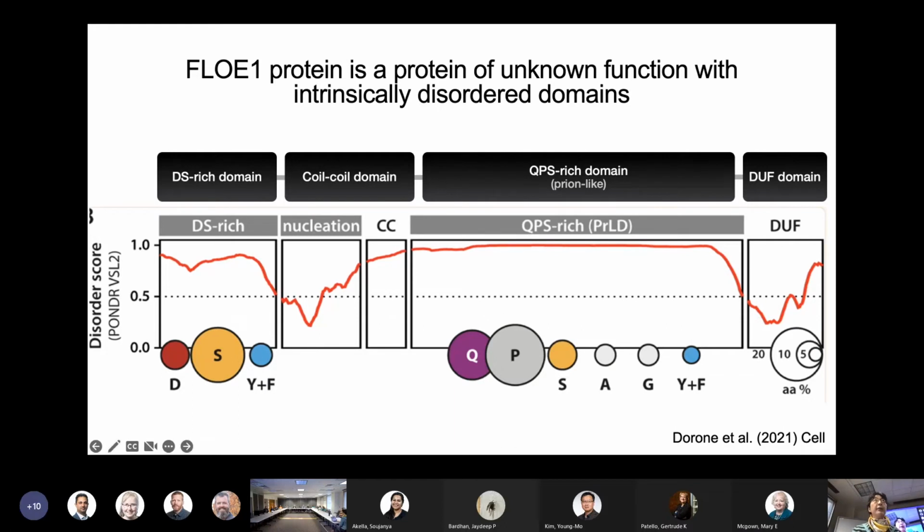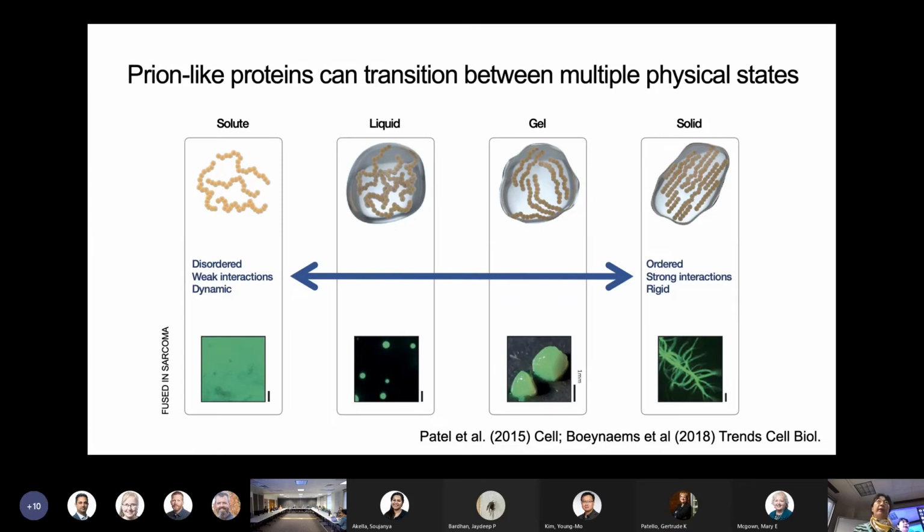There are so many of those crystal structures now that people can predict which regions of the proteins cannot be crystallized. So this is called disorder score, and you can see that this protein has two regions that are highly disordered. The one that's at the N-terminus that we're calling DS-rich region, and then the one in the middle that we're calling QPS region, okay, based on the amino acids that are enriched. Those were the two things that we knew about this protein going into this project.